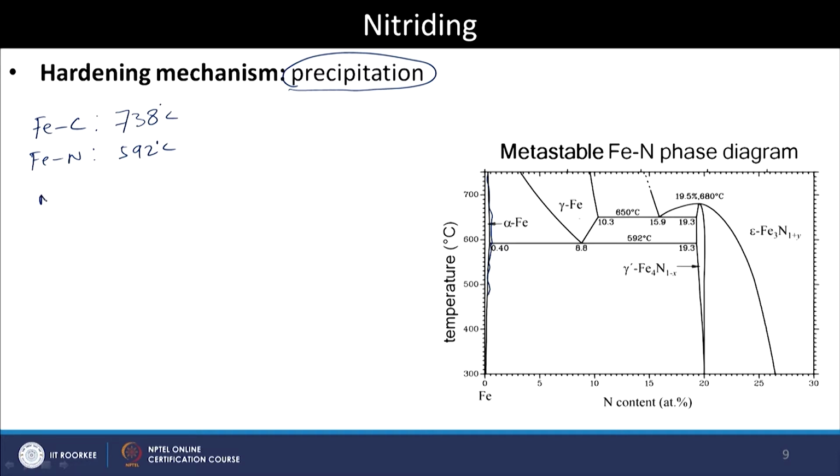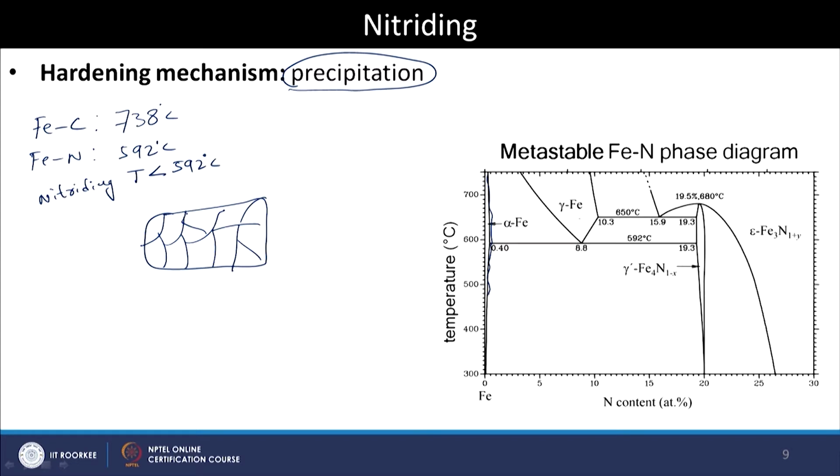If I do the nitriding at a temperature less than 592 degrees Celsius, the bulk microstructure of the steel will not change, because in order to change that we need to go to this temperature. Now I want to only harden the surface region, without changing anything of the bulk. That is the case if I do the treatment at these low temperatures, right.